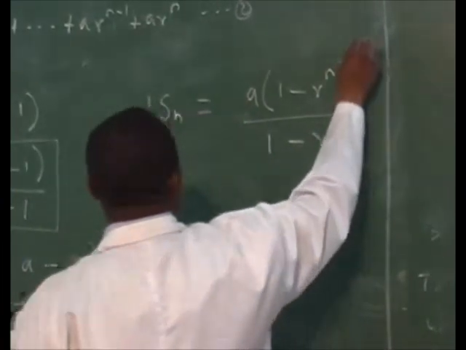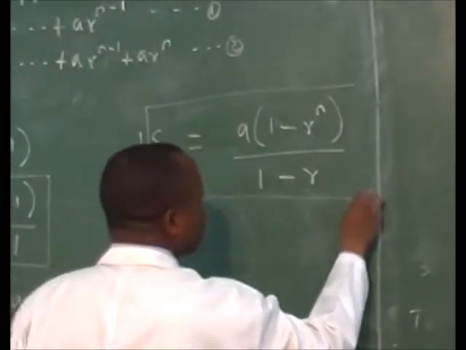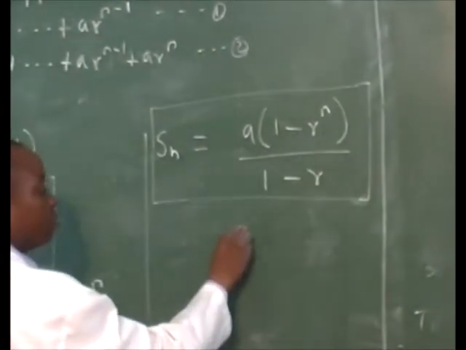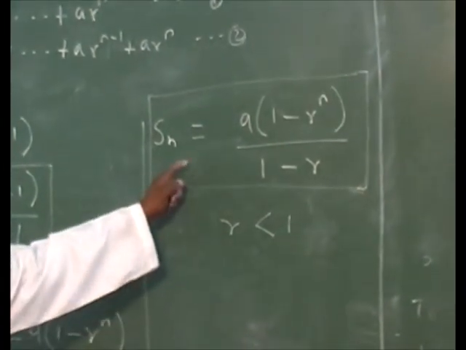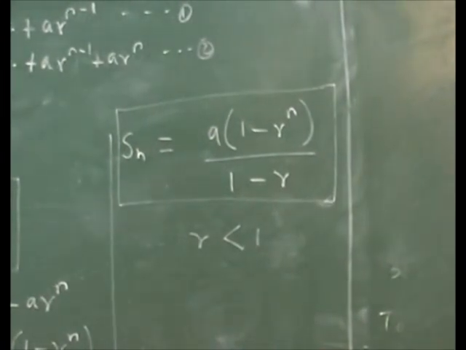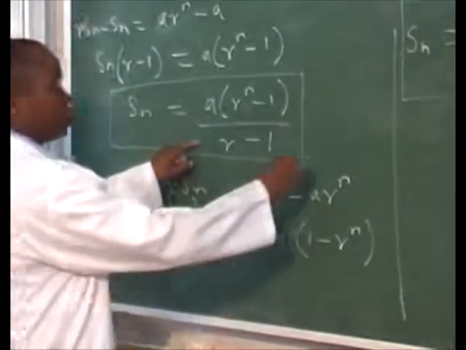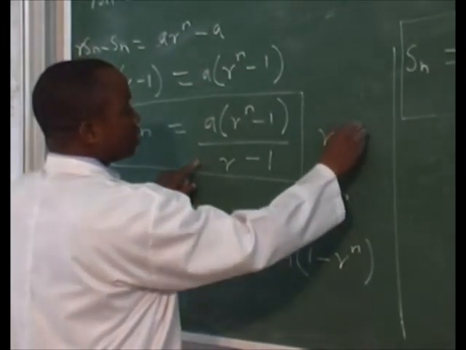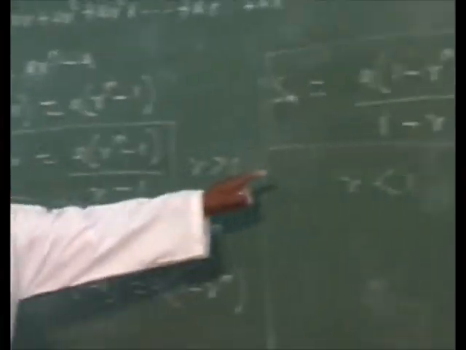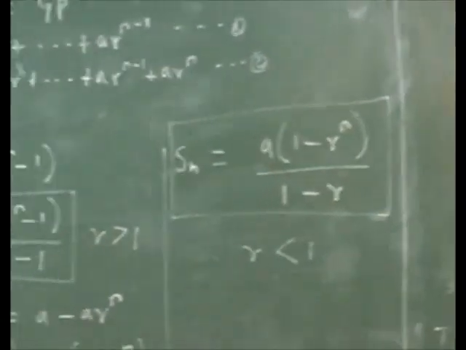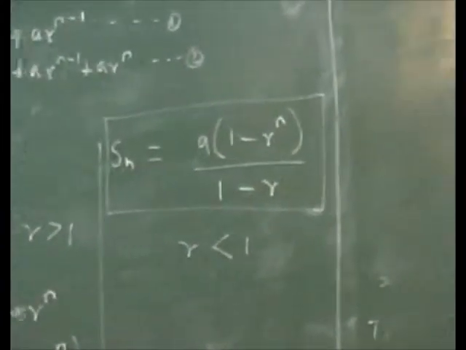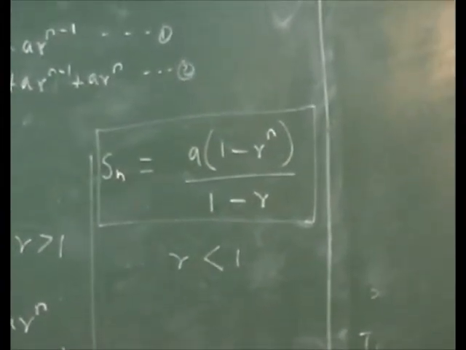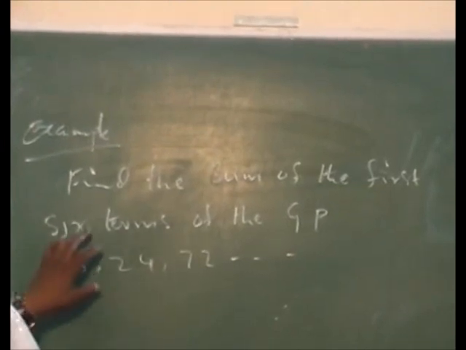Now, this particular one is used whenever R is less than 1. That is, if we have a common ratio in a question and the common ratio is less than 1, we use this second formula. But when R is greater than 1, we use this one. That is when R is greater than 1, and this one is when R is less than 1. So these are the formulas that we use anytime we want to add a GP. So let's take an example of this.